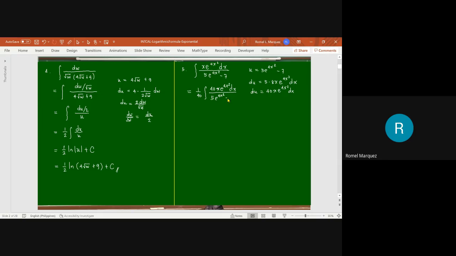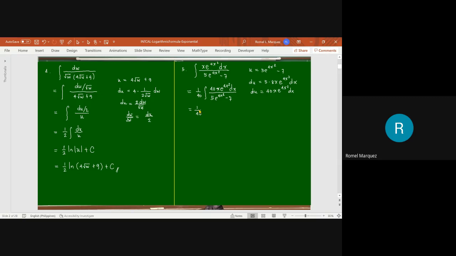So let's read. This will sound as the integral of du over u. 1 over 40 integral of du over u. Since the sound is the integral of du over u, what is the answer? ln of the absolute value of u. When the sound is the integral of u to the n du, what is the answer?